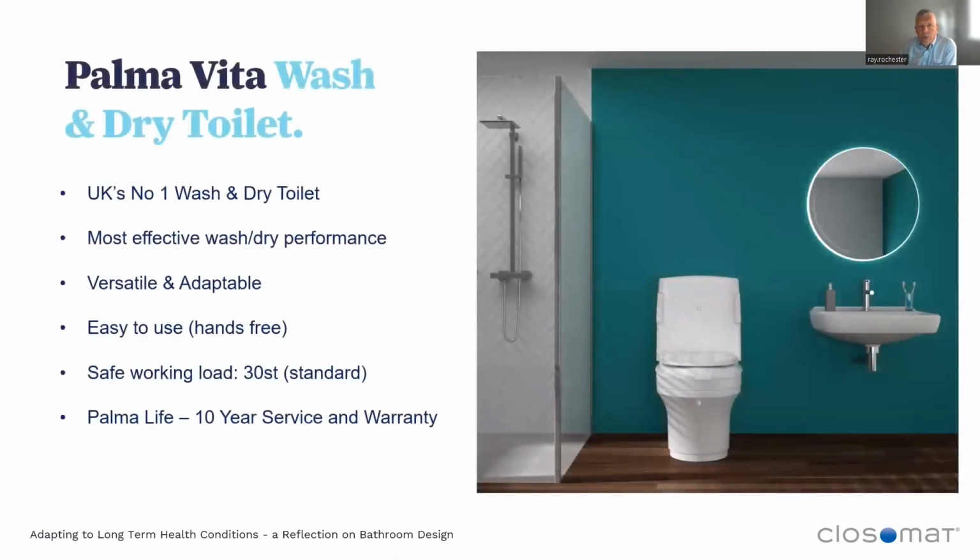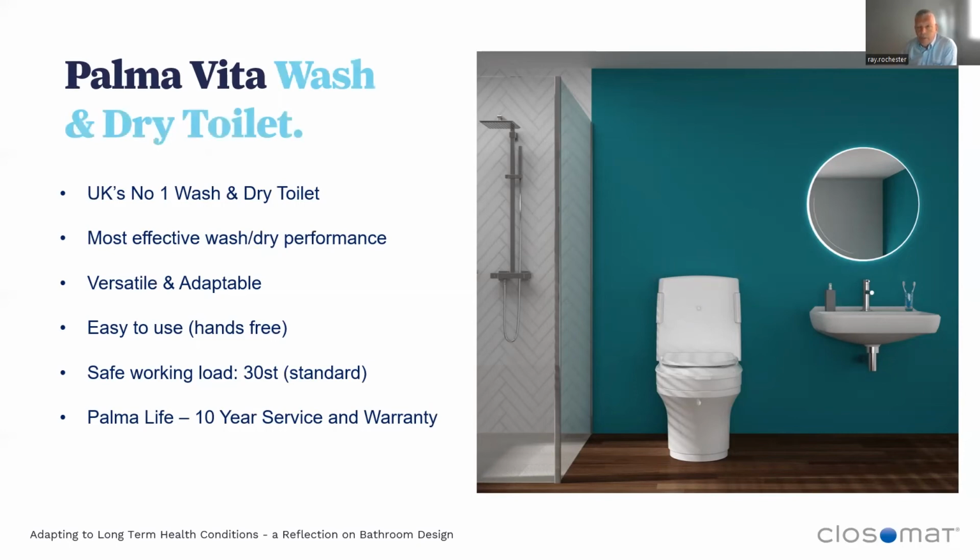The most commonly specified Closomat is the Palmer Vita. There are now over 60,000 Closomats in use in the UK. The product is the UK's most commonly used wash-dry toilet. It was the very first of its kind and remains the only wash-dry toilet designed specifically for the disabled adaptations market. Of all the wash-dry toilet options available in the UK today, the Closomat has the most effective wash and dry performance, using up to 8 litres of water a minute sprayed directly at the area it's intended to clean.